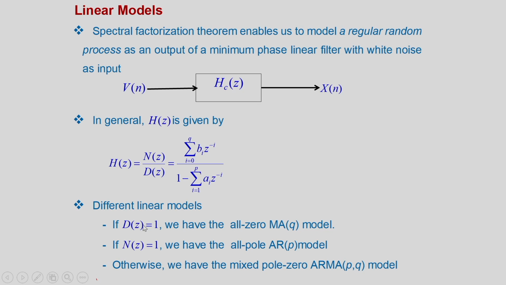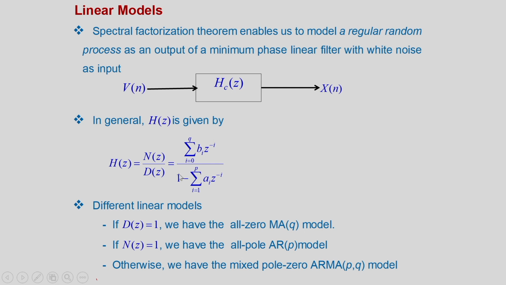For example, if Dz is equal to 1, then Hz will be simply that numerator part. In that case, we have an all zero moving average model. Because there are q terms, i going from 0 to q, this is a moving average of order q, MA(q) model. When Dz is equal to 1, that means only numerator term is there. When Nz is equal to 1, then only denominator part is there.